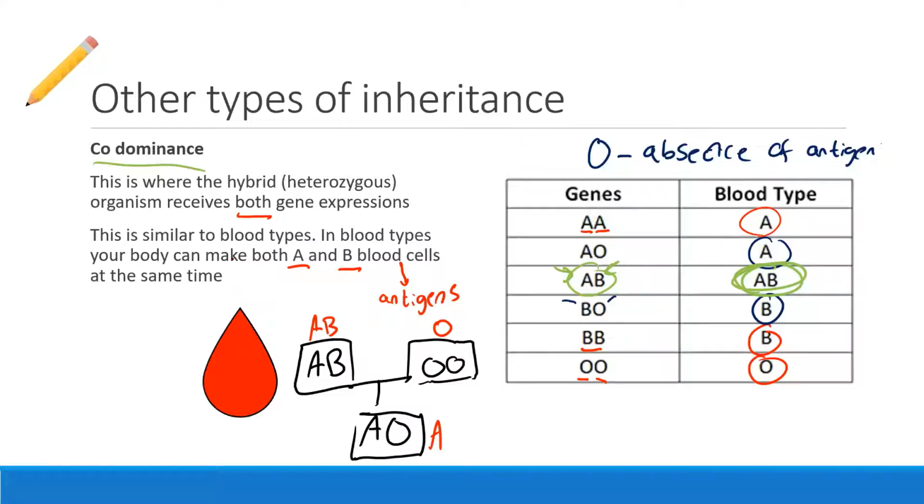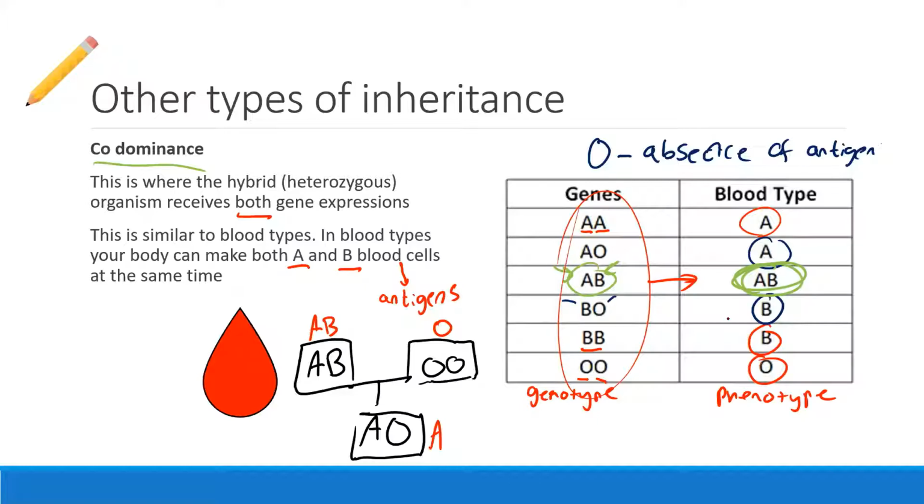Essentially, the genes that you get, this would be the genotype, and this would be the phenotype. This is how the genes manifest. This is what the genes are, and this is what they become. And AB is an example of codominance. Both the A gene and the B gene affect the phenotype. They affect what comes out at the end.